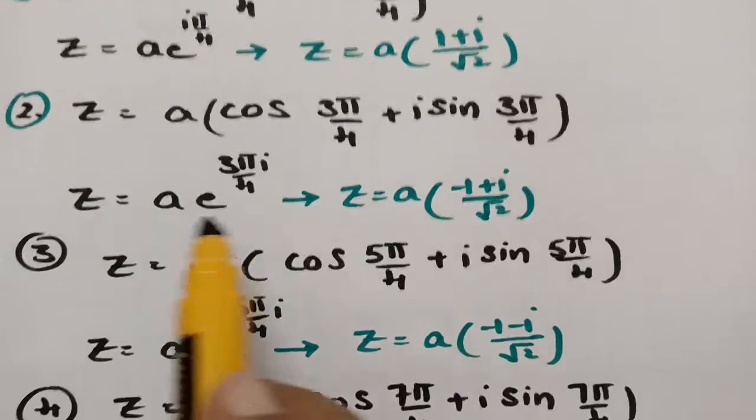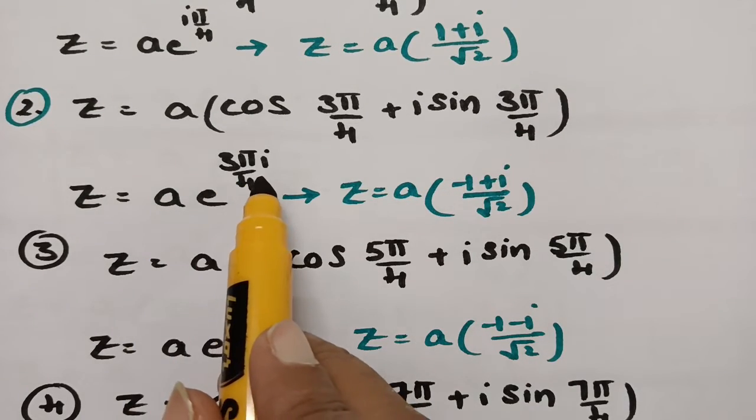And the second one can be written as a into e power 3 pi by 4 i. So the pole value is this one.